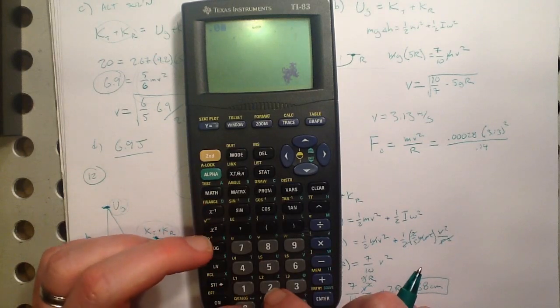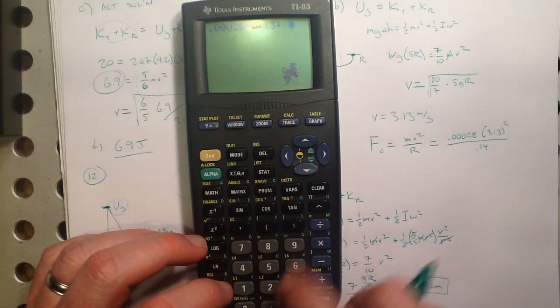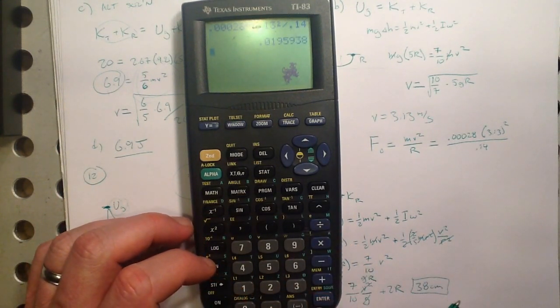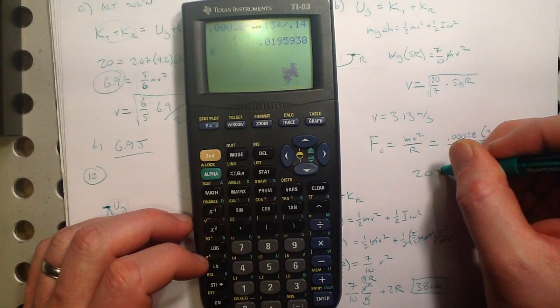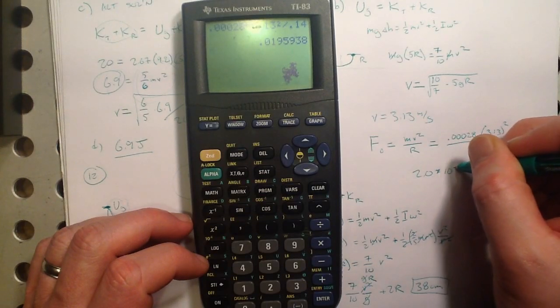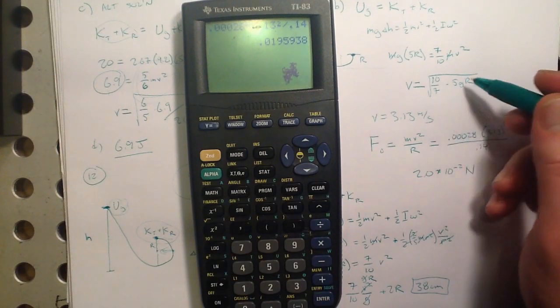So 0.00028 times 3.13 squared divided by 0.14 is equal to that. So that's about 2.0 times 10 to the negative 2 newtons. How's that sound? And I guess for reasons of rounding, well, you don't have the even answers anyway. I ended up a little bit off from the book, but that's because of my rounding. Probably that number there. So let's see if we can get the exact answer the book has.